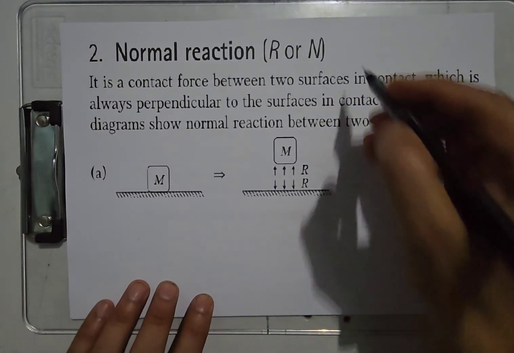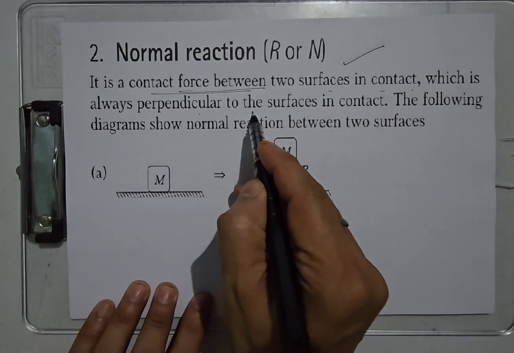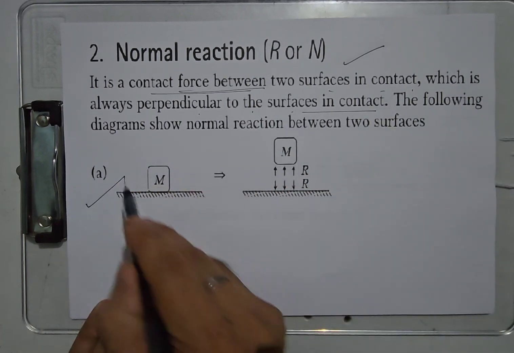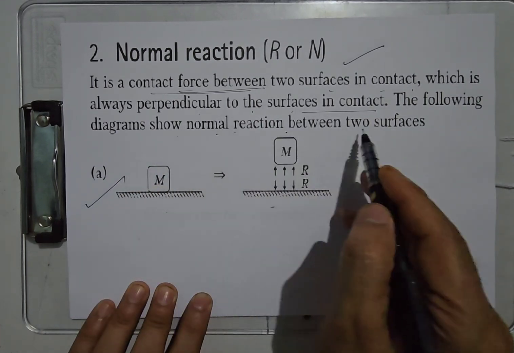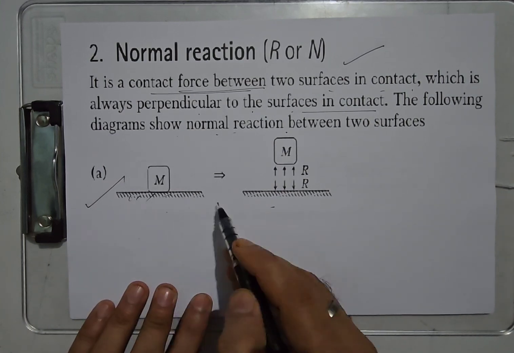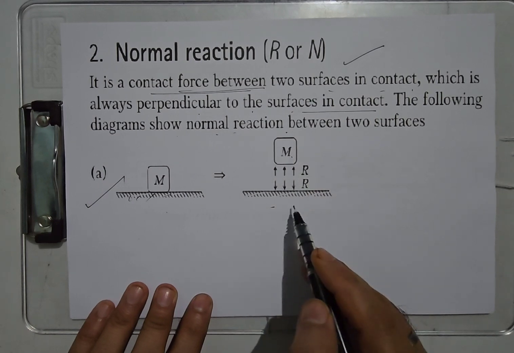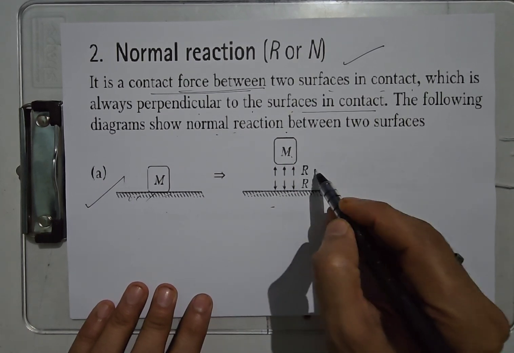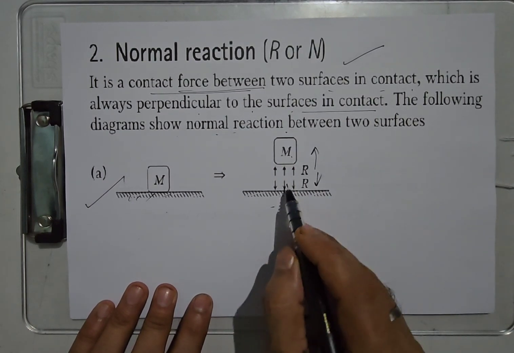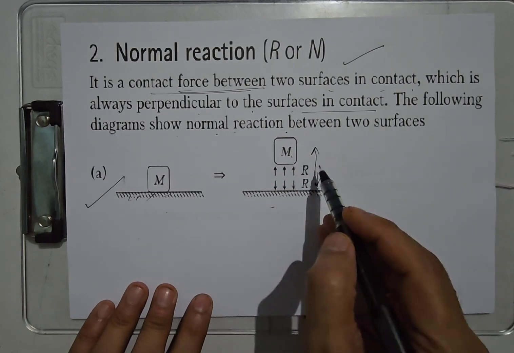Next one is normal reaction, you can say. So it is a contact force between two surfaces in contact, which is always perpendicular to the surface in contact. The following diagram, just for example this one, shows the normal reaction between the two surfaces. Suppose a body is put on a flat surface, then it would create a reaction force. In this case, this body has its own weight. Now due to its weight, it creates a reaction, in the upward direction as well as the downward direction. So there are two reactions. One is downward due to weight, and it creates an upward reaction due to the body weight.